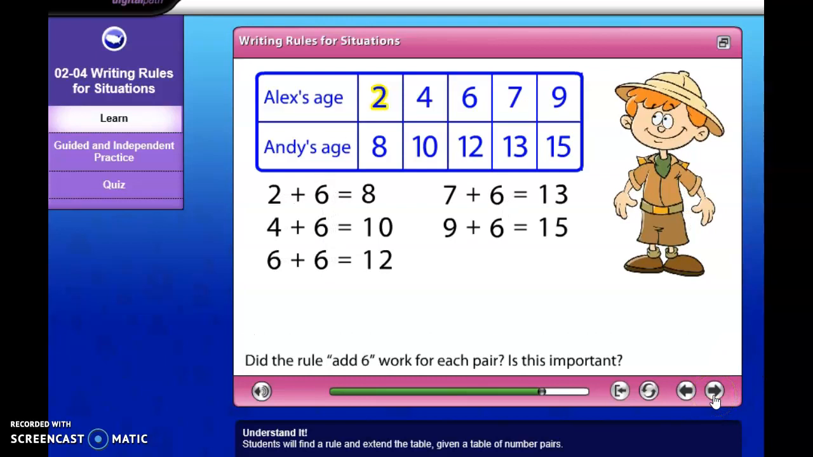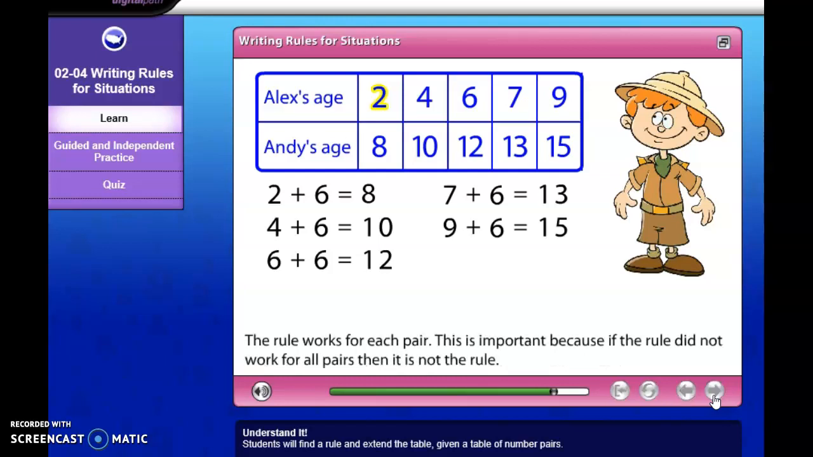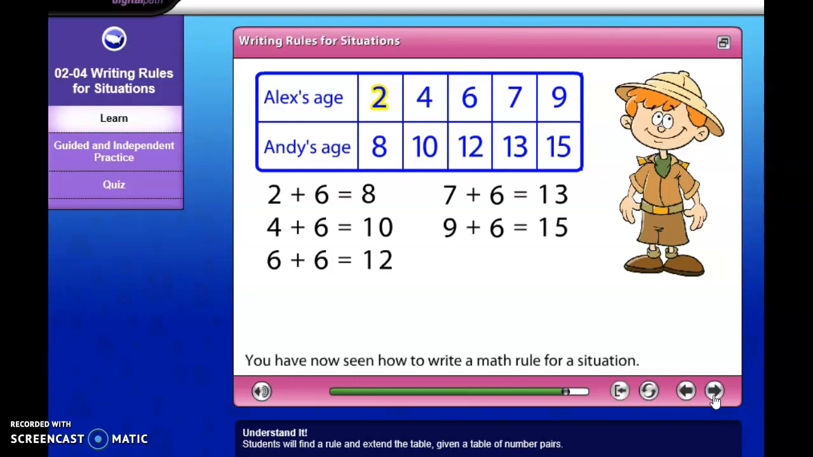Did the rule add 6 work for each pair? Is this important? The rule works for each pair. This is important because if the rule did not work for all pairs, then it is not the rule. Therefore, we need to test it. You have now seen how to write a math rule for a situation. This situation being the ages of Alex and Andy.